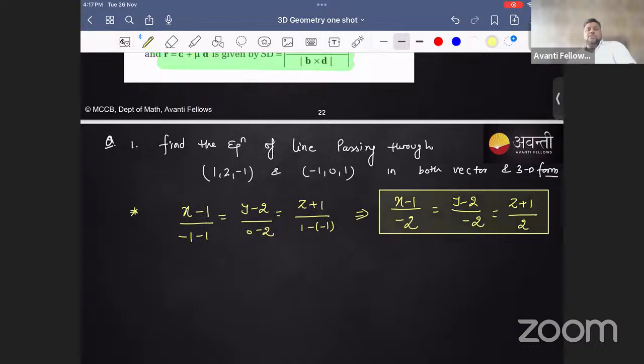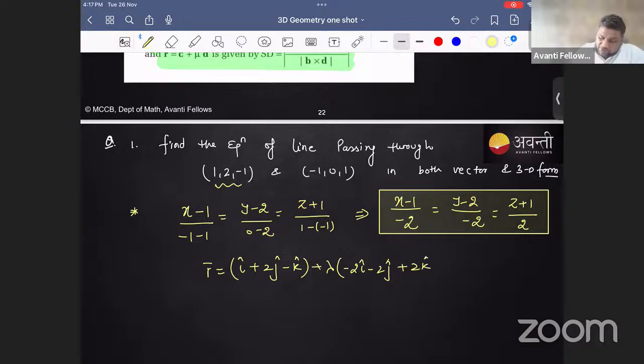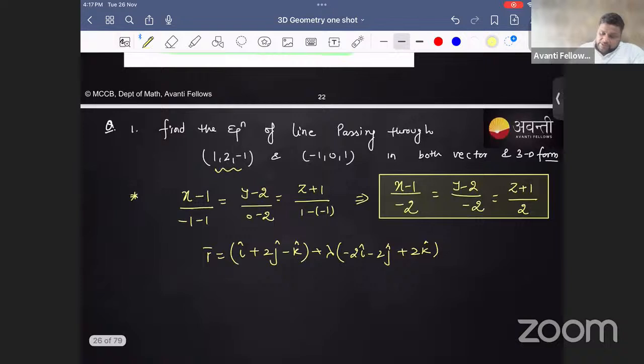This is the equation of this line in 3D form. If you want to write it in vector form, it will be r equals, passing through this point with position vector i cap plus 2j cap minus k cap, plus lambda times (minus 2i cap minus 2j cap plus 2k cap). Got it? Second question.